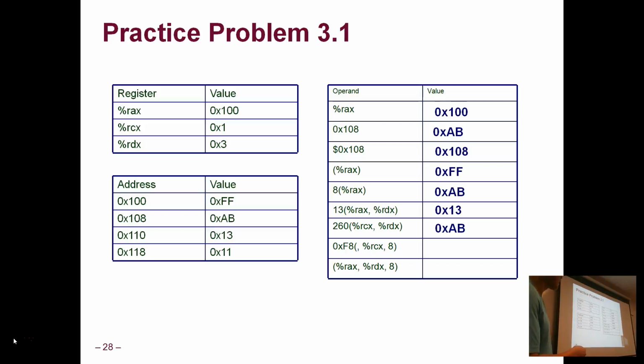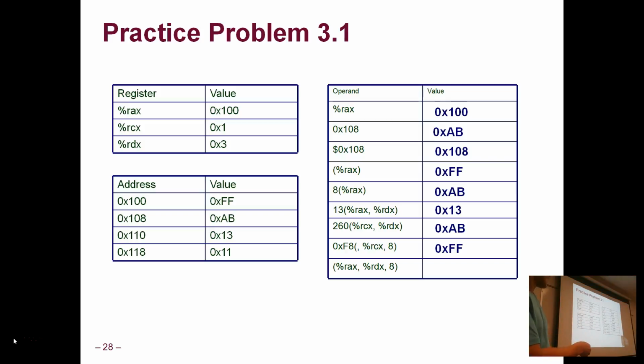Here's another sketchy one. F8, and then you add 8 times RCX. So you're adding 8 to this. So F8 plus 8 is actually hex 100. So you can do this all in hex and get hex 100 is the address, and you dereference it to get hex FF. And then the last one is 8 times RDX, which is decimal 24.